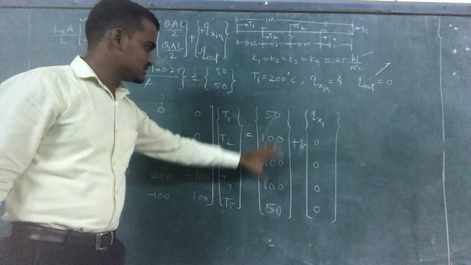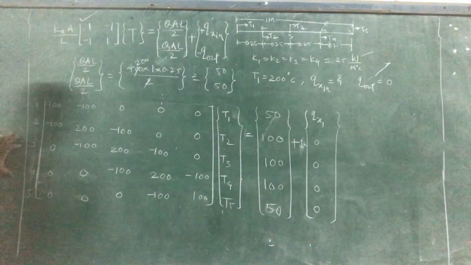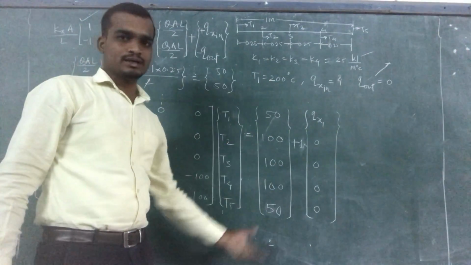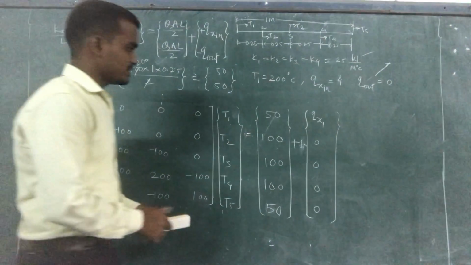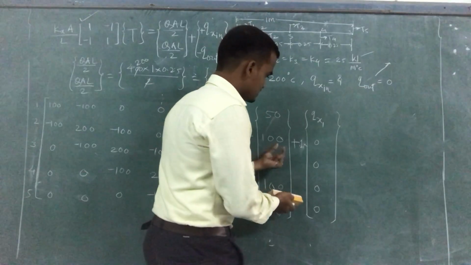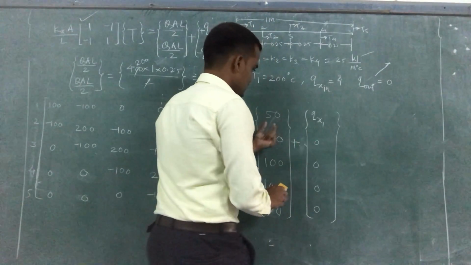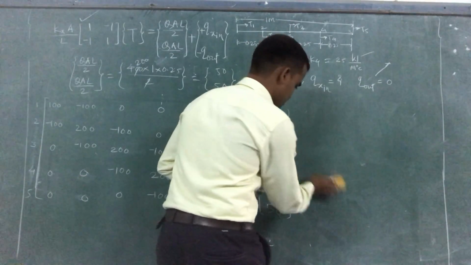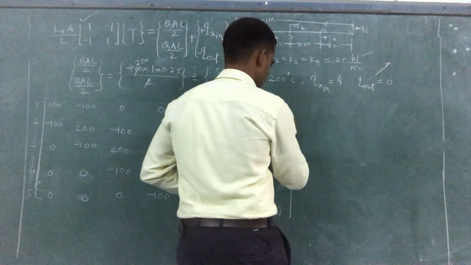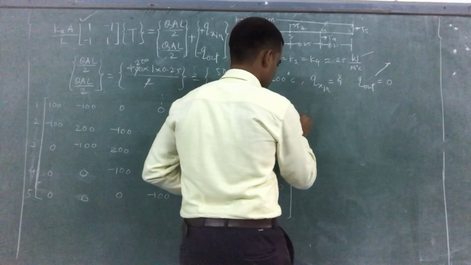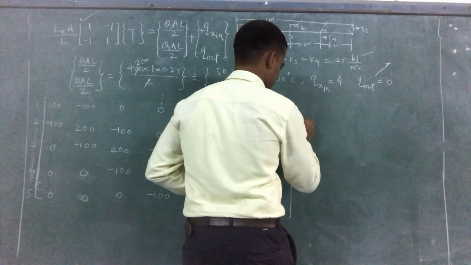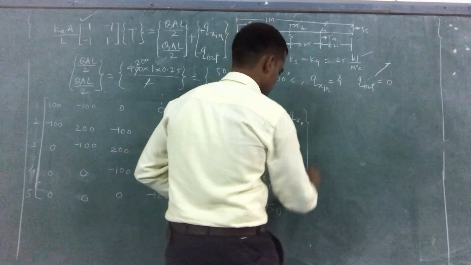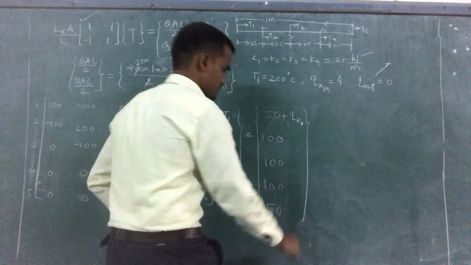So this is your final equation between the temperature vector and the load vector. By simply adding these values, we get T plus Qx1 only here, and the other values are 0. So we get only T plus Qx1. Other values are equal to 0.